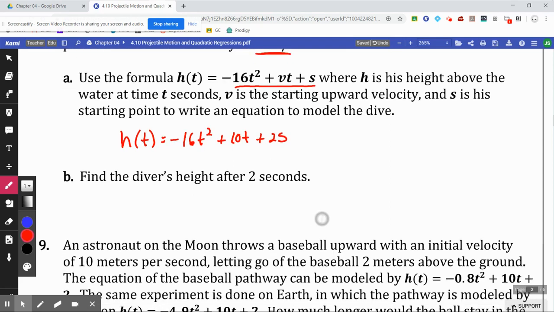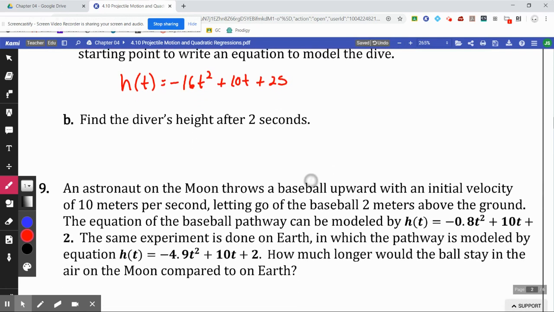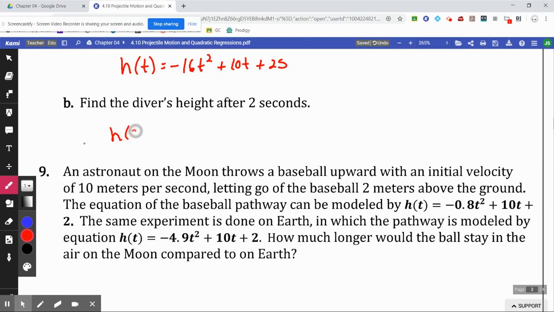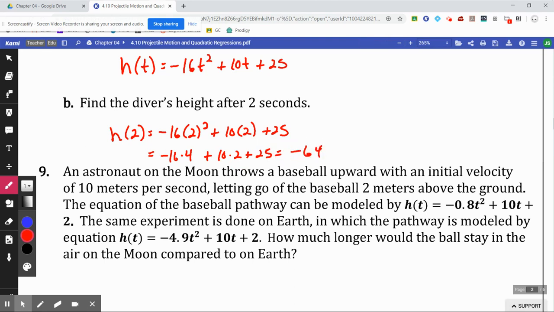There's your equation. Find the diver's height after 2 seconds. That is simply what is h of 2. Plug in 2 for your time. So that's negative 16 times 2 squared plus 10 times 2 plus 25. That's going to be negative 16 times 4 plus 10 times 2 plus 25. That'll be a negative 64 plus 20 plus 25, which gives you, let's see, 45 minus 64, negative 19.